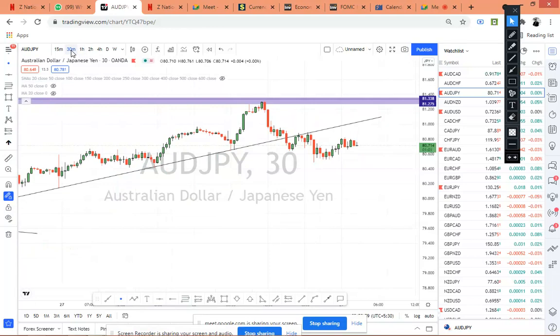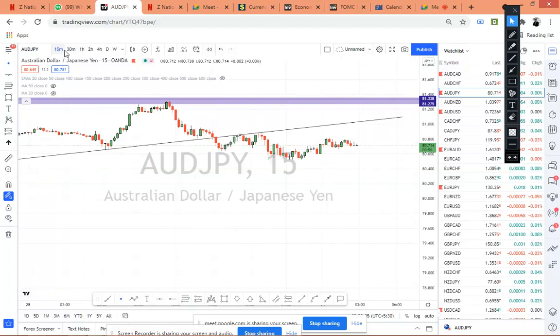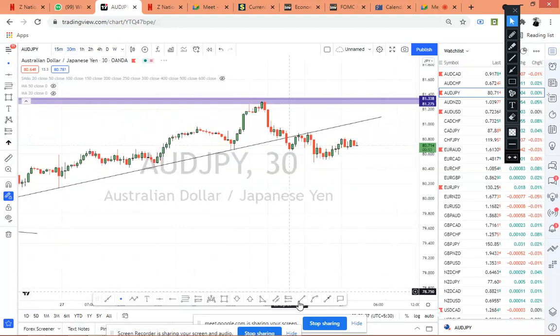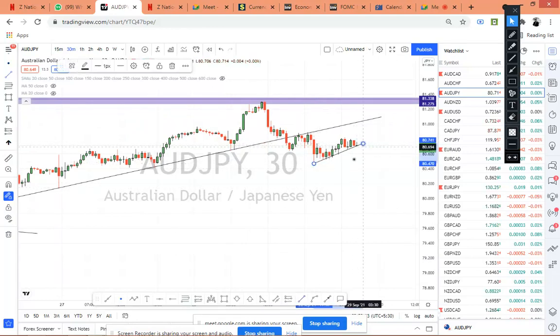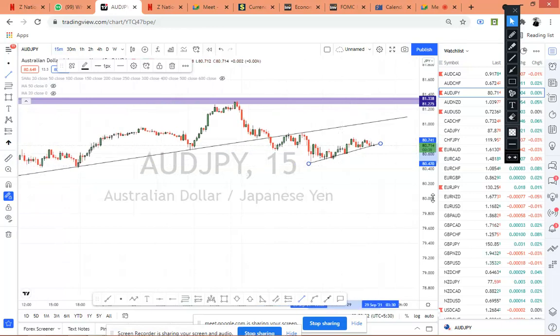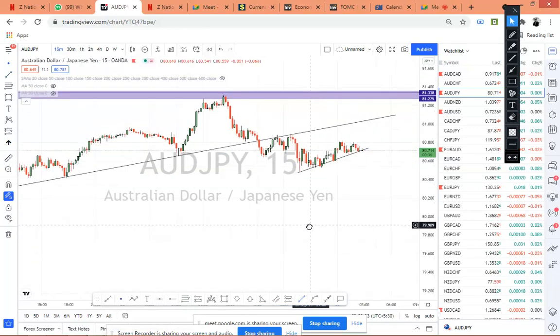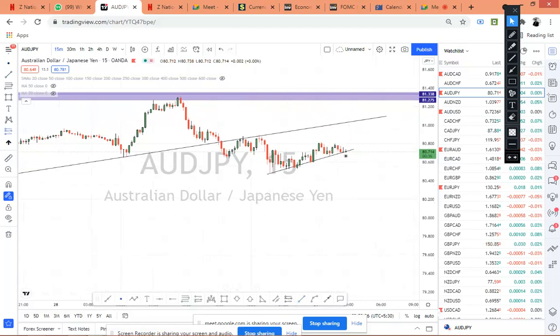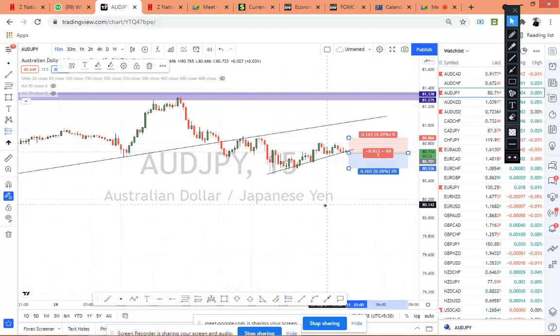Let me check 30 minutes. Let me check 15 minutes. I'm still seeing some kind of ranging or consolidation here. Okay, some kind of consolidation. Once the price breaks this trend line, we sell. So once the price breaks the trend line, we sell.